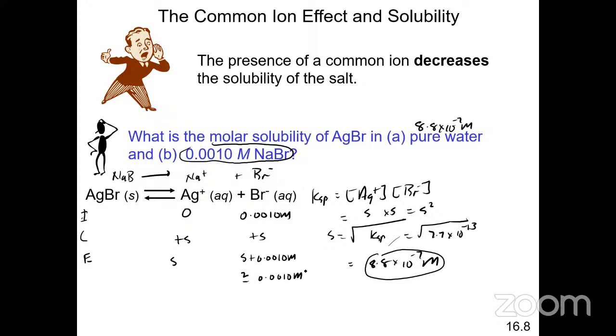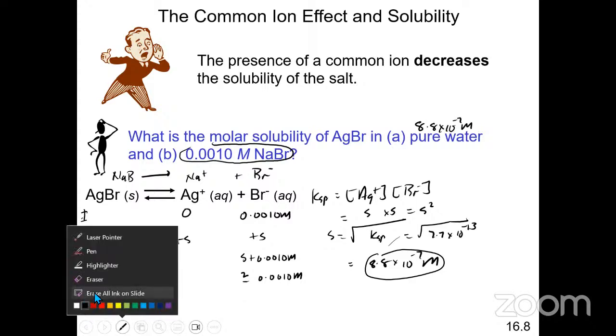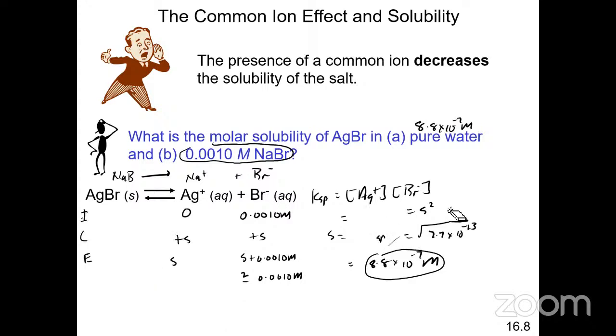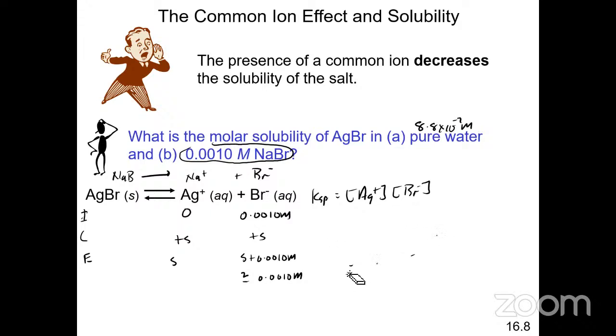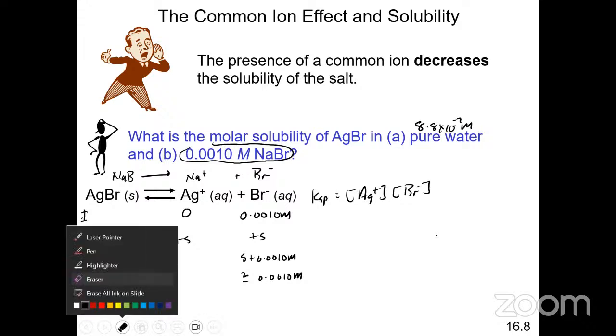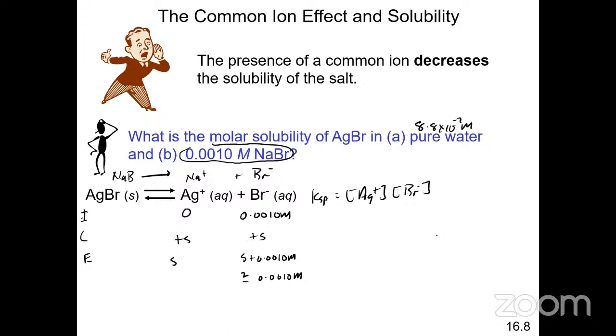In other words, S is almost 0, right? So let me erase some stuff from this side here. The result of that, when you plug it into the KSP expression, is that you're going to end up with the silver ion concentration being S, and the bromide ion concentration being 0.0010 m. And that would still be equal to KSP.